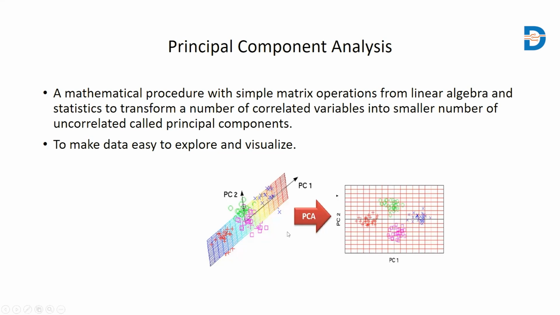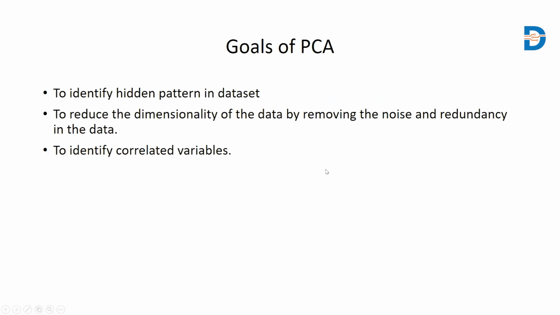From the diagram, you can notice that it is easy to explore and visualize. This is PCA. So what are the goals of PCA? First, to identify hidden patterns in the data set. It is very useful in identifying the hidden patterns in the data set.